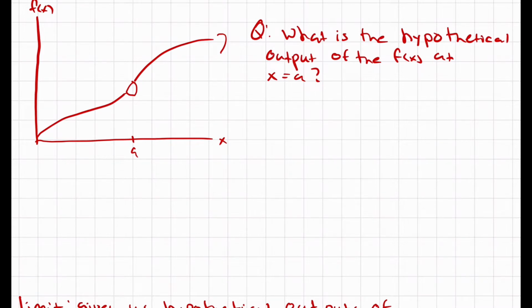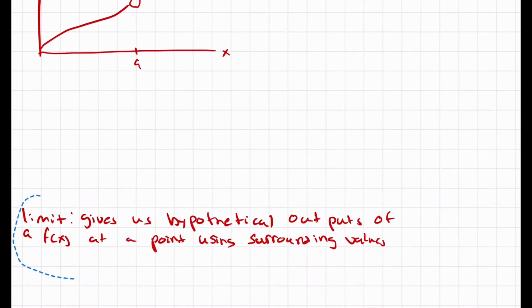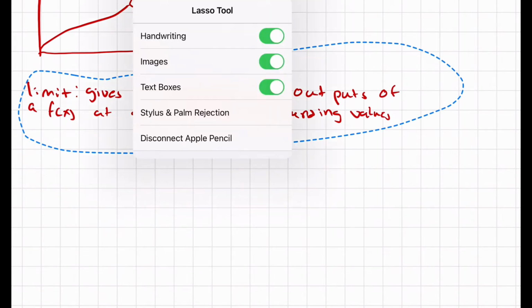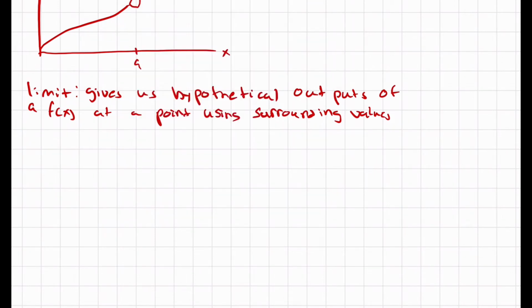In order to answer this question, we need to understand what the idea of the limit is. So let me show you. The limit gives us a hypothetical value or hypothetical output of a function at a point using surrounding values. So what do I mean by this?